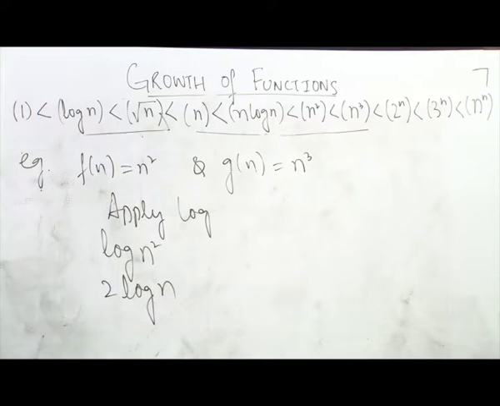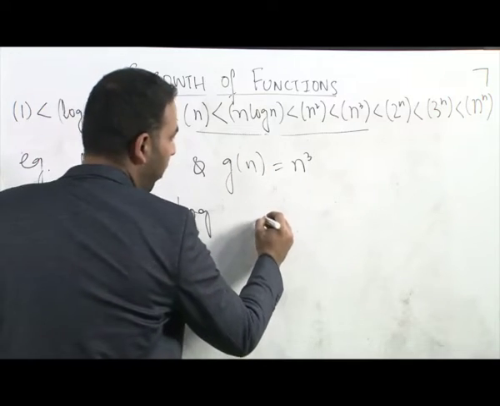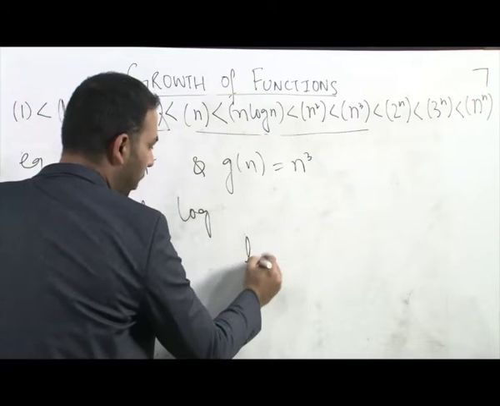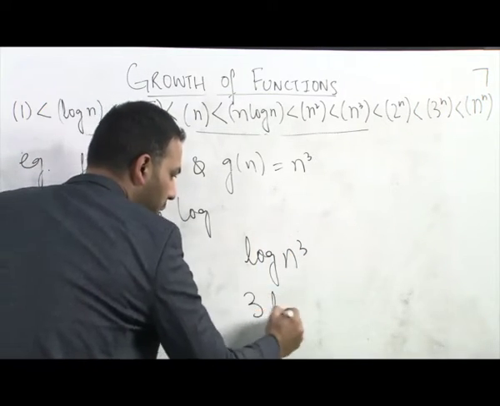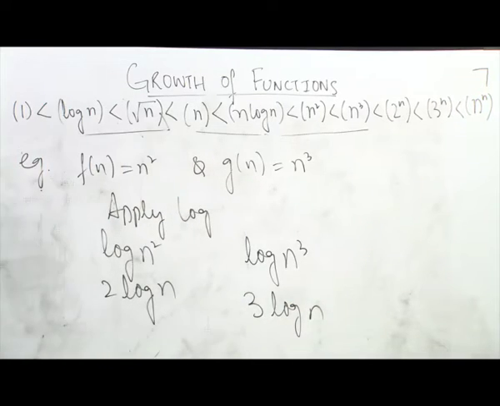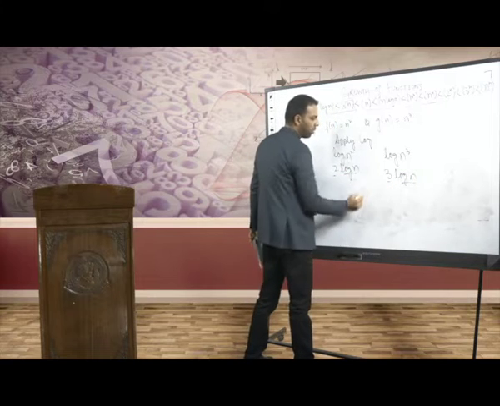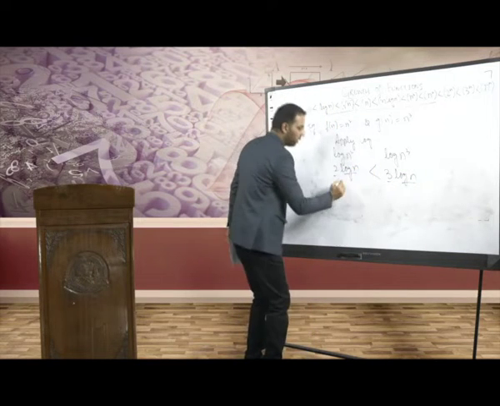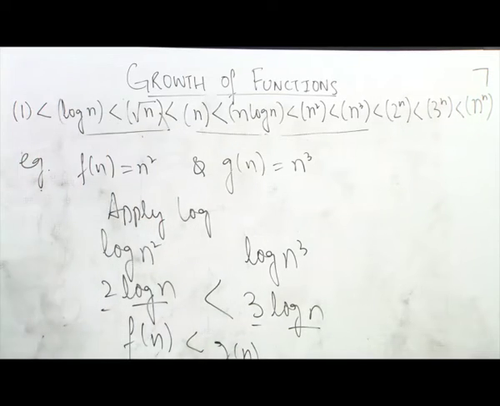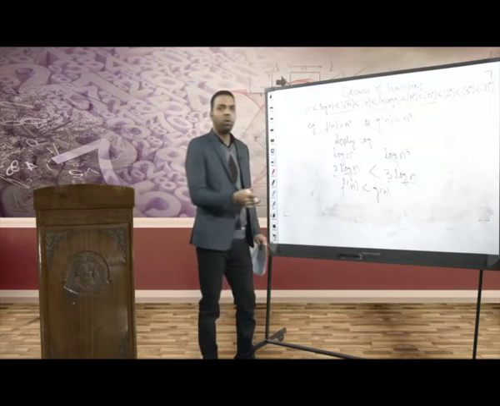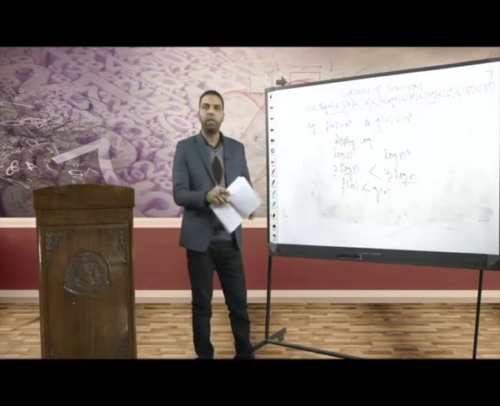And what will happen to g of n? If we apply log to g of n as well, it will be log of n cube, and 3 will come out, so it will be 3 log n. Now they are easy to compare. We have log n and log n, this is 2 times, this is 3 times, which means this is lesser than this. We can say f of n is less than g of n. This is how we compare two functions. We will see 2-3 examples very quickly of how to compare different functions.